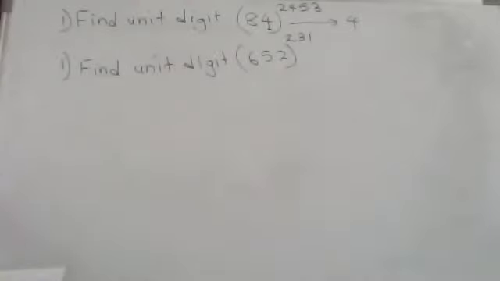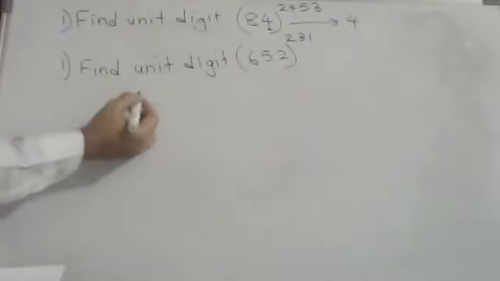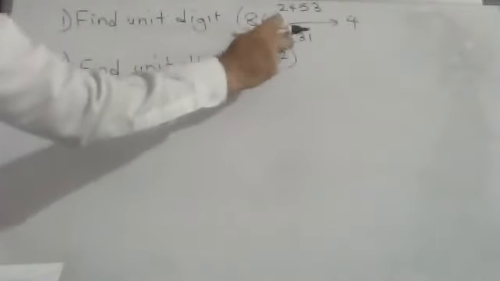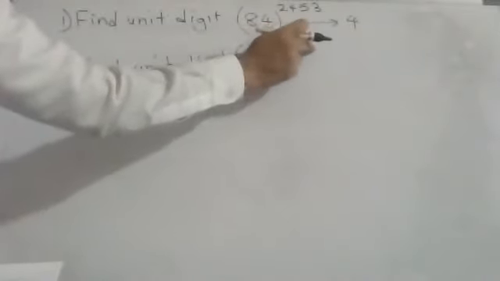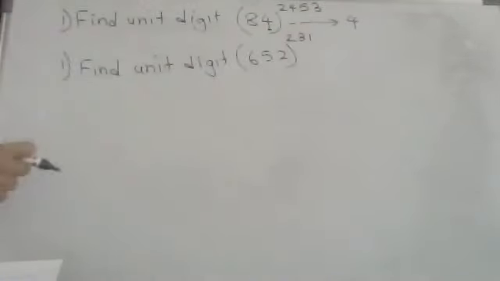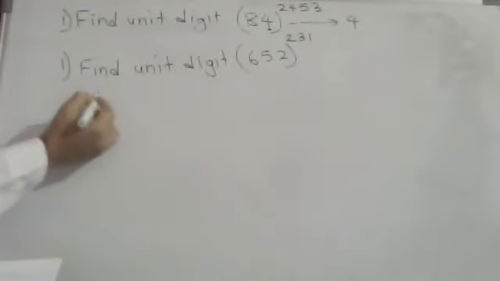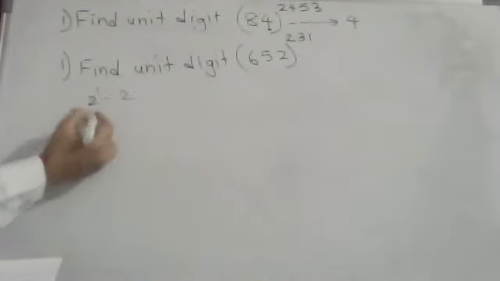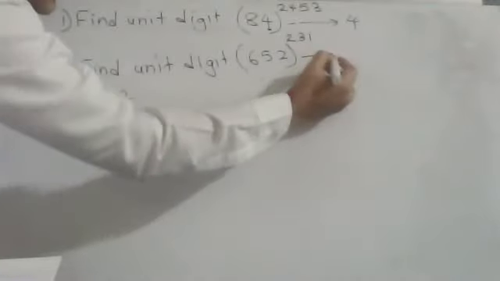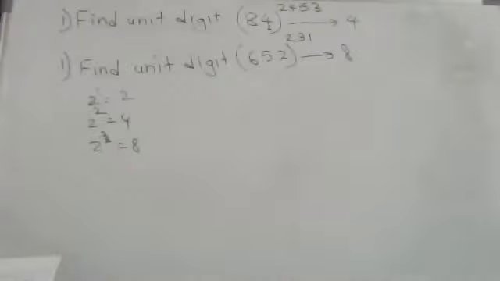Okay, we'll check. 2 raised to 1 is 2, 2 raised to 2 is 4, 2 raised to 3 is 8. So after 4 intervals, I will divide this by 4. 4 5s are 20, 31. So 3 remains. 3 remains means the unit digit is 8. Take a screenshot. We'll move ahead.